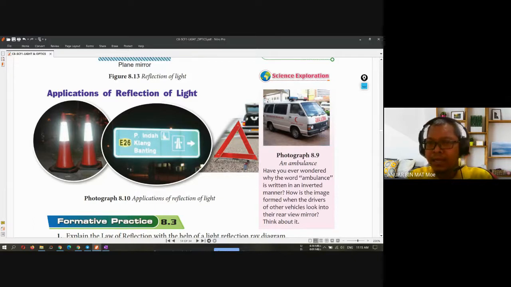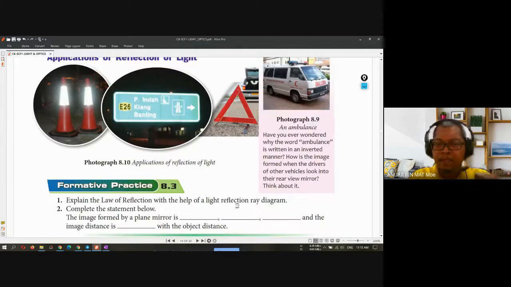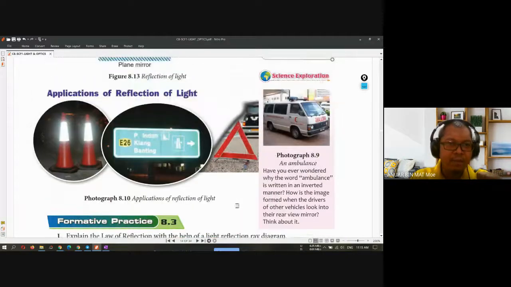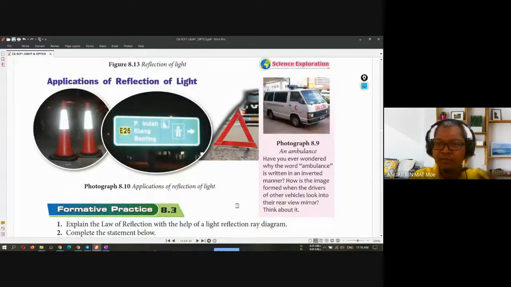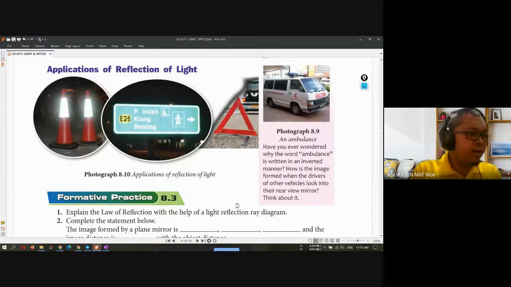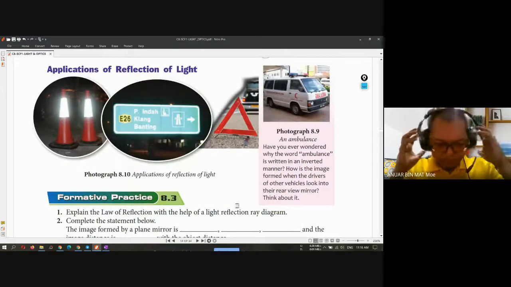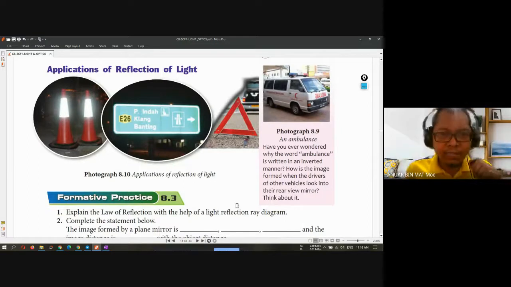Another example is the ambulance. Why is the word ambulance spelled inverted? Because if you see the real letters in the rear mirror, they become normal letters. For the application of reflection of light, you can read it for yourself, and if you have any questions, you can ask me. Any questions about the reflection of light before we stop here?